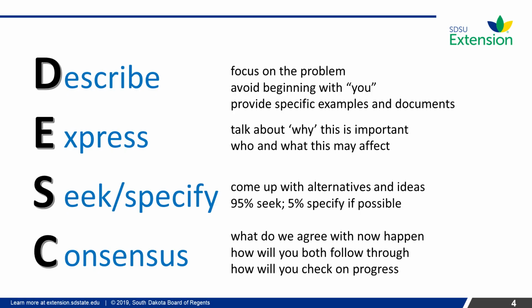C is for consensus, the action piece. What do we agree should happen now? How will we both follow through? How will we check our progress? Figure out ahead of time where you would like this conversation to end. What is your ultimate goal? That's your script. Now let's set the stage to talk.